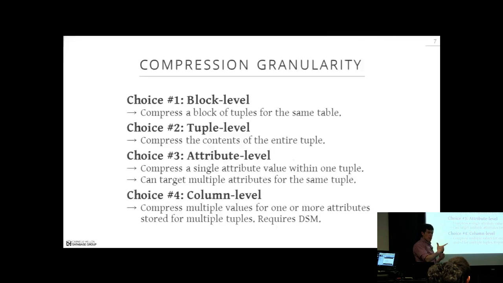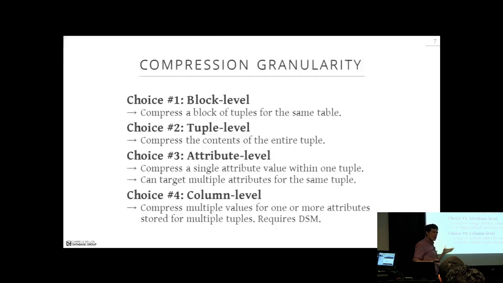Tuple level, we take the contents of the entire tuple and compress it. Attribute level would be taking a single attribute, a field within one tuple. You can combine this to have multiple attributes together. And then column level is what we're mostly going to be talking about, which is taking all the values within a column on a single table. You can still break that up even more, maybe into individual blocks, but you're looking at attributes contiguously one after another. For this one, you're going to be required to use a column store. Doing this in a row store doesn't really make sense, and you couldn't quite do it.